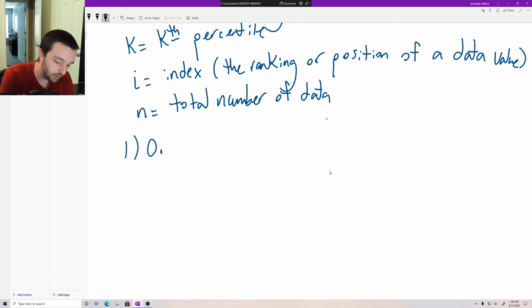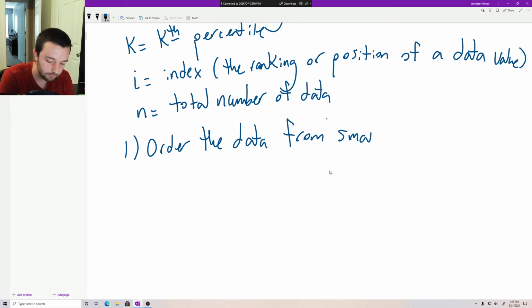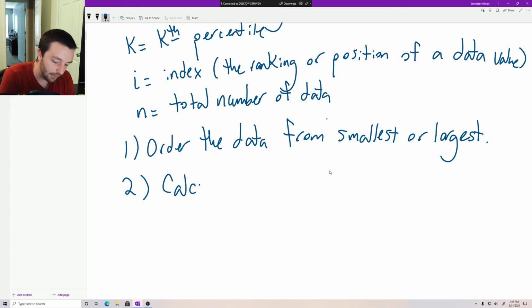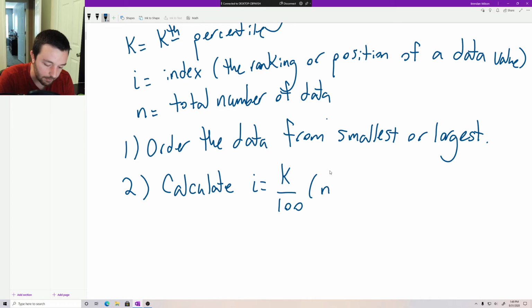So first we want to order the data from smallest to largest, if you haven't already. This is pretty much always step 1. We just want to order it from smallest to largest. Step 2, we want to calculate I equals K over 100 times N plus 1. Okay.